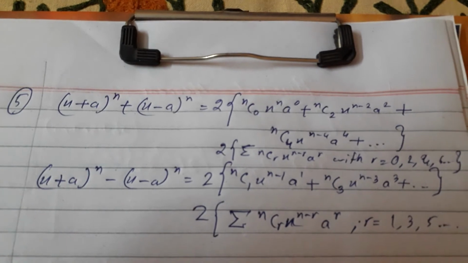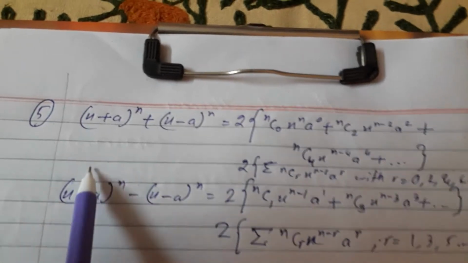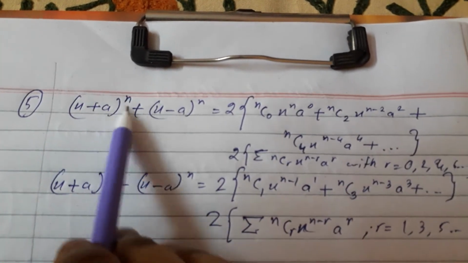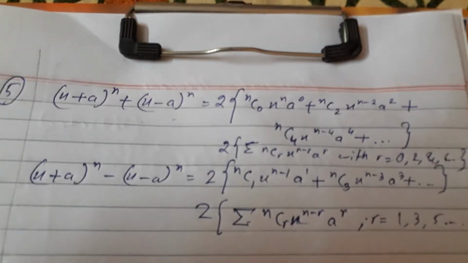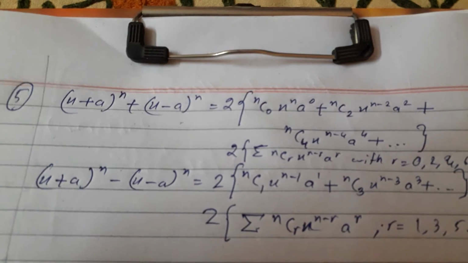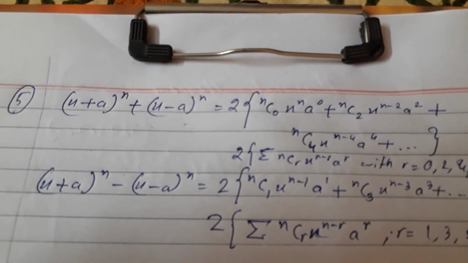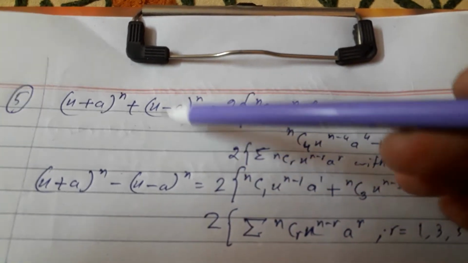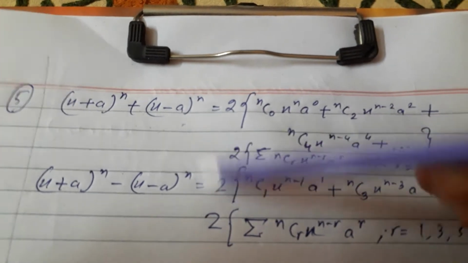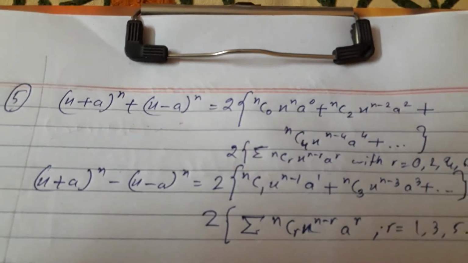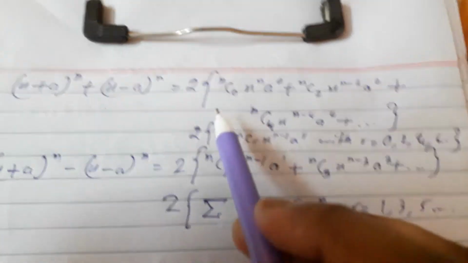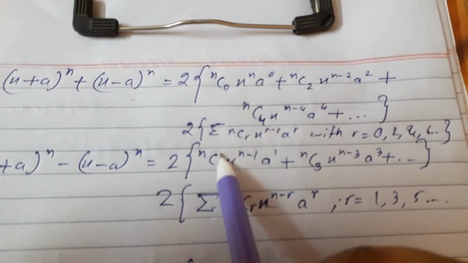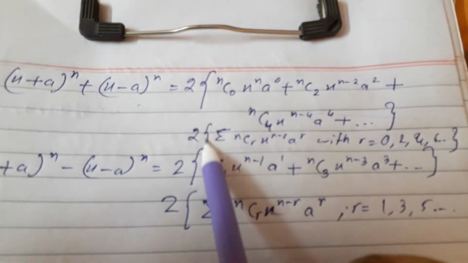See, there are two other important formulas, that is (x plus a) whole to the power n plus (x minus a) whole to the power n. In the previous formula we learned (x plus a) to the power n, and here we are learning (x plus a) to the power n plus (x minus a) to the power n. Both are together. Then the expansion will be, in this way, 2. You have to take 2 common, and then the format will be the same.